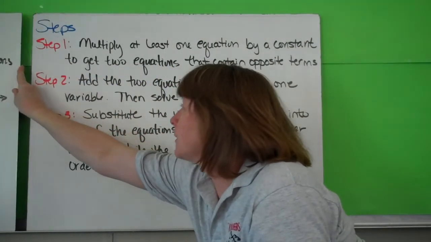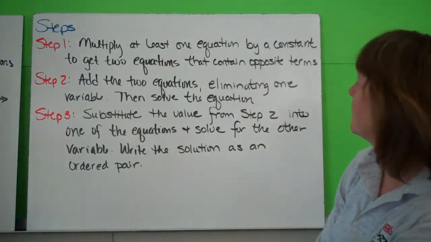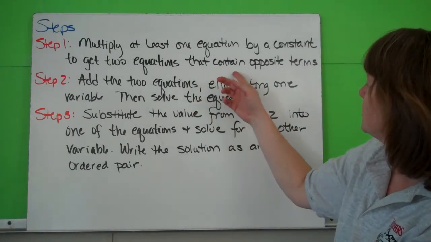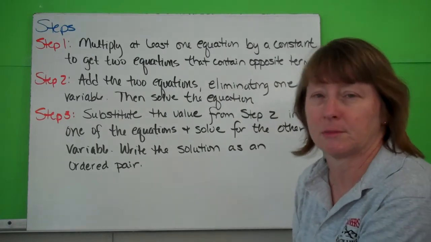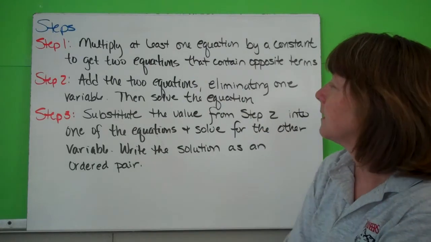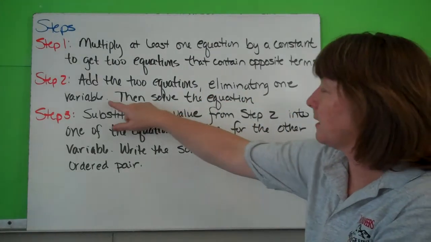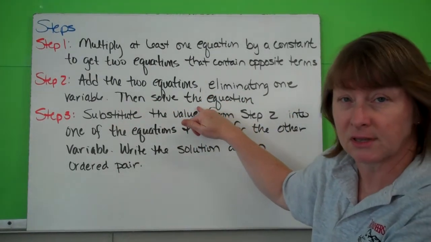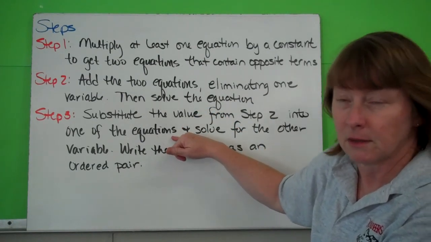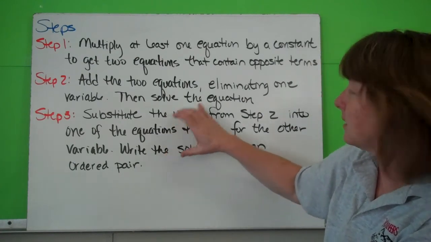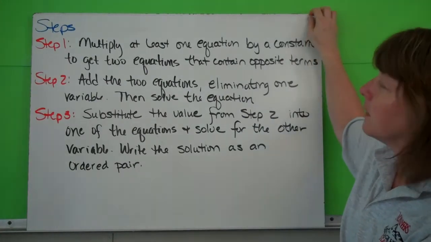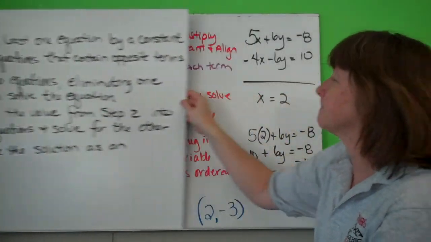Here are the steps for it. Step 1, multiply at least one equation by a constant so that you get two equations that contain opposite terms or opposite coefficients. You may have to multiply both equations. We'll look at that. Then you can add the two equations, eliminating one variable, and solve the equation, which is the same as last time, and then substitute that back in to find the value of the variable that's left. These two steps are the same as the ones we did in the last unit. They should be very familiar. The only one that changes is step 1.